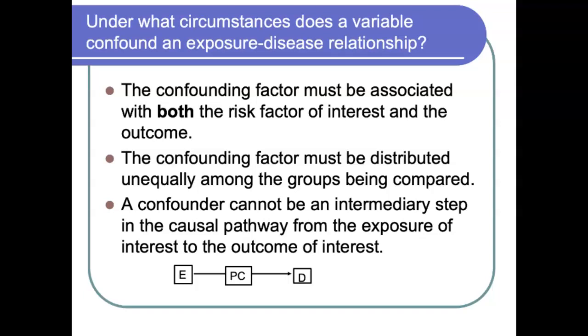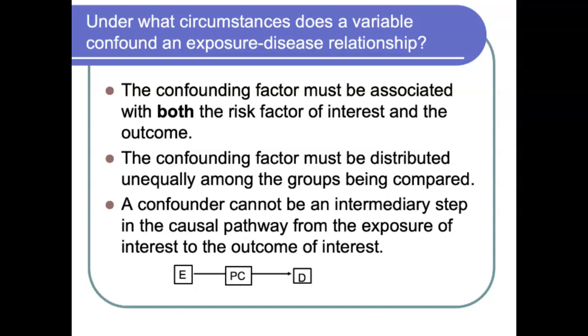As a reminder, for a variable to be a potential confounder, it has to be associated with both that independent variable as well as that outcome variable. And in order for a variable to actually confound a relationship, it has to be unequally distributed among the groups that we're comparing. So for example, we talked about that relationship between alcohol consumption and the development of lung cancer. Well, we know that smoking is a potential confounder in that relationship.